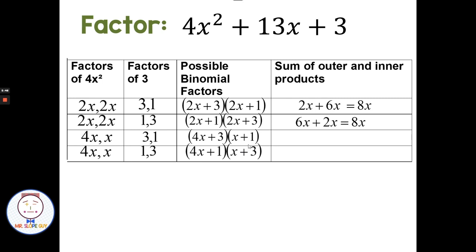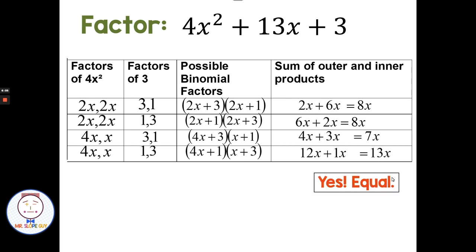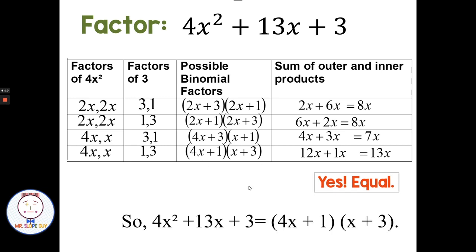Multiply the outside, 4x times 1 is 4x, inside is 3x, and that adds up to 7x. That does not match the middle term. So once again, I'm down to my last shot, so hopefully this one works. Outside, 4x times 3 is 12x. Inside, 1 times x is 1x, and I got 13x, which is awesome. So that means this is the combination that works: 4x plus 1 times x plus 3.